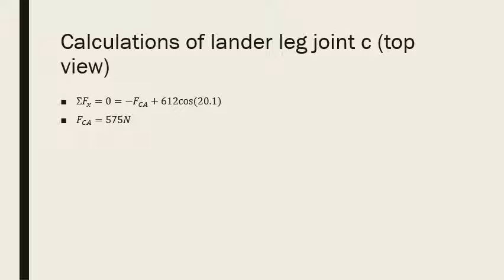Calculations of lander leg joint C, top view. Here I used the summation of forces in the X, where summation of forces in the X is equal to 0, which is equal to negative F in the CA plus 612 newtons times the cosine of 20.1 degrees, pardon me. FCA came out to be 575 newtons.